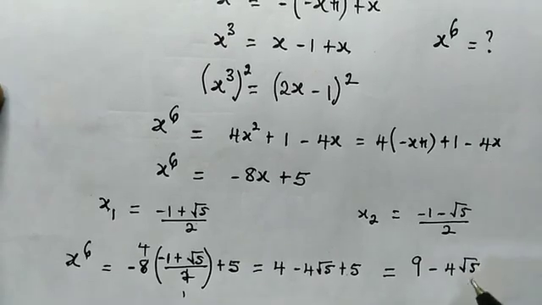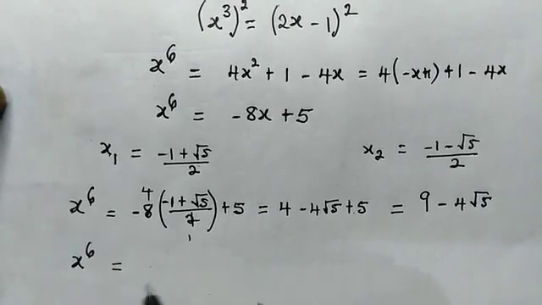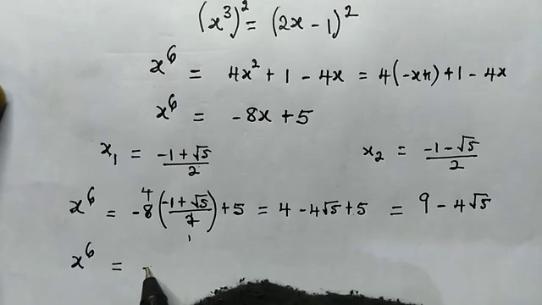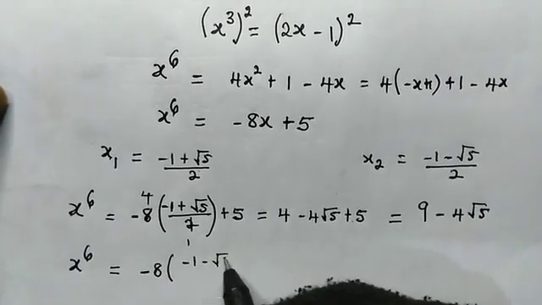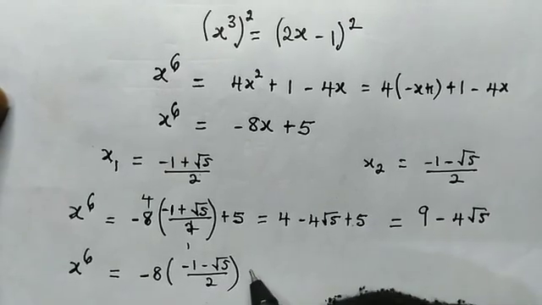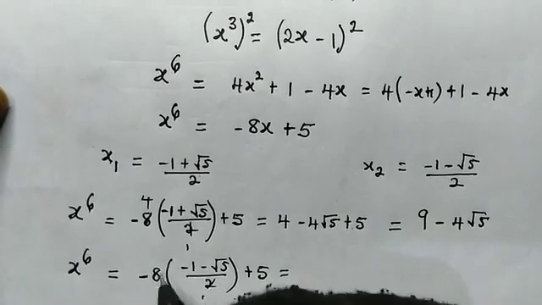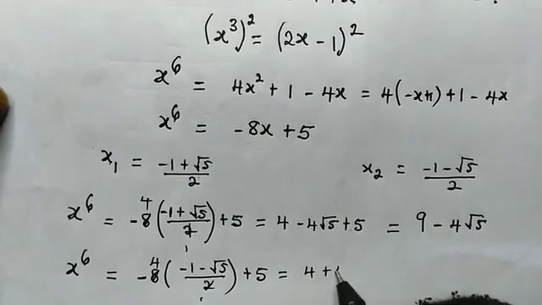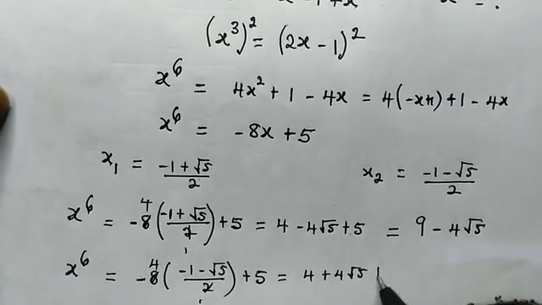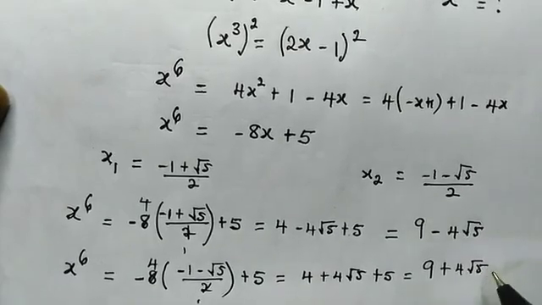Now make use of x2 here. We get x to the power of 6 is negative 8, in bracket, negative 1 minus root of 5 divided by 2, then plus 5. So this is equal to negative 4, opening this bracket, we have 4 plus 4 root of 5, then plus 5, which simplifies to 9 plus 4 root of 5 also.